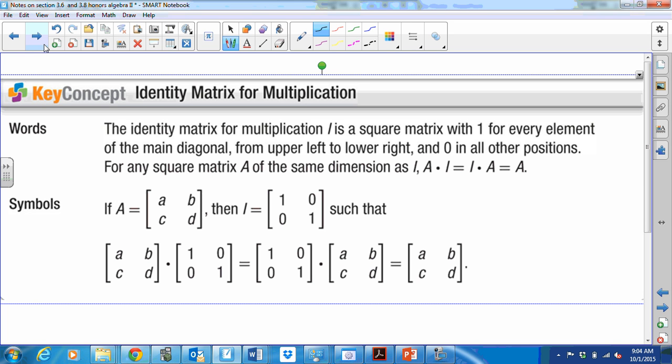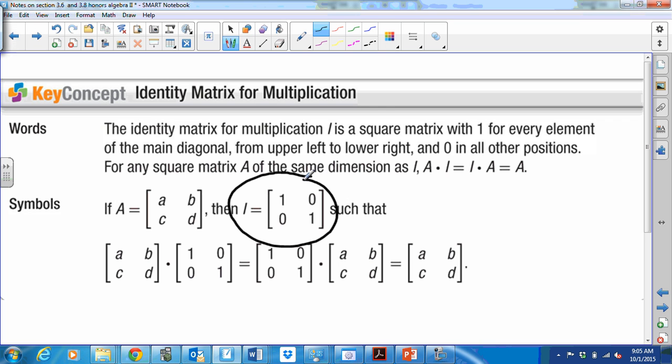When we talk about our identity property in math, it's basically what can you multiply a number by so that it equals itself. And so when we're talking about an identity matrix, what can you multiply matrix A by that it will still equal matrix A? Well, that identity matrix, it has to be a square. So you only have an identity matrix for square matrices. And in the case of a 2 by 2 matrix, it's going to be 1, 0, 0, 1. If we're talking about a 3 by 3 matrix, then the identity matrix, or what we can multiply by, is going to be 1, 0, 0, 0, 1, 0, 0, 0, 1.